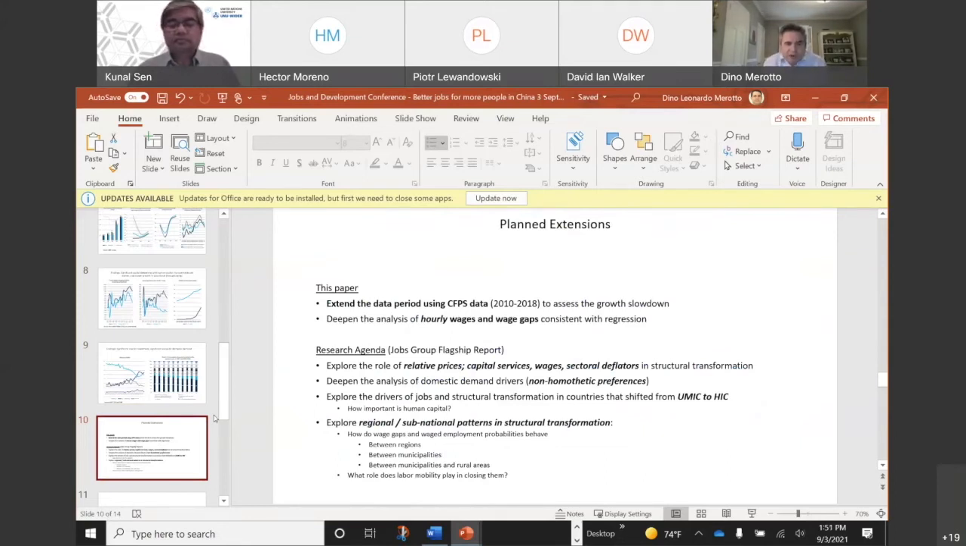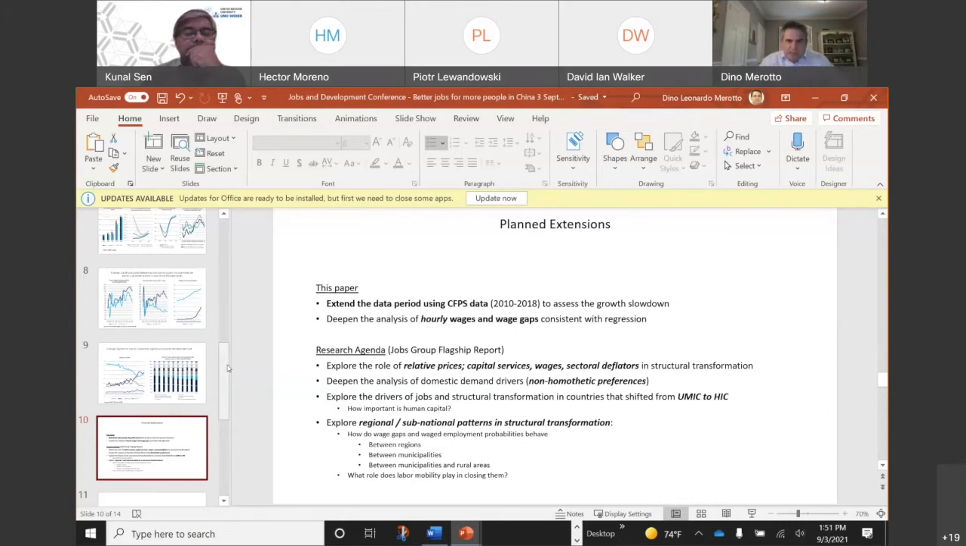So extensions to this paper, we want to extend the period of analysis up until 2018 using this new microset. We want to deepen the analysis of hourly wages and wage gaps, consistent with our regression work that you'll see in the paper. But I think in terms of a future research agenda, and this is maybe something to talk about once this conference wraps up and reflect on, we want to explore these drivers of jobs and structural change, relative prices, the relative price of capital services and wages, sectoral deflators, perhaps using the ETD, and deepen the analysis of domestic demand factors, these non-homothetic preferences.